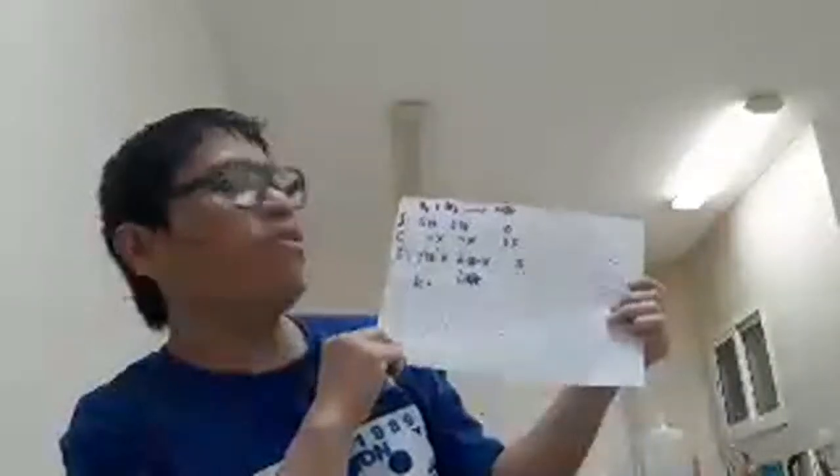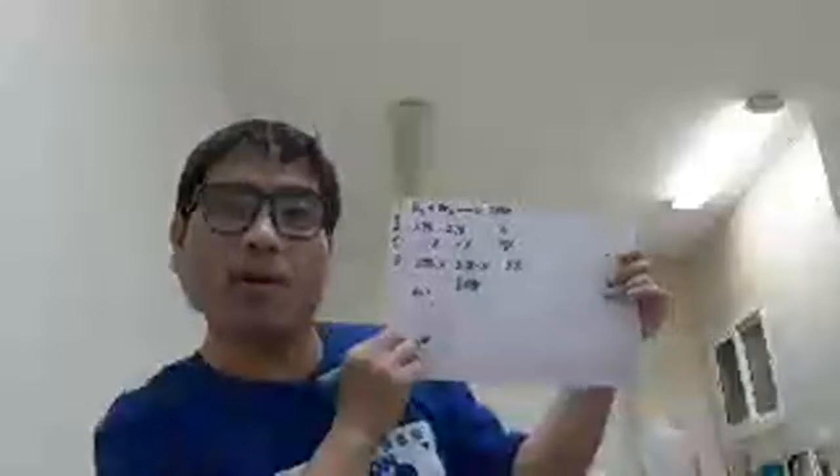ICE method: 2.78, 2.78, and 0. And then it changes: negative x, negative x, plus 2x. Oh, sorry, there is 2x. See? Very important. So this is 2x. I almost got it wrong. When I did not review, I will be wrong, like this.